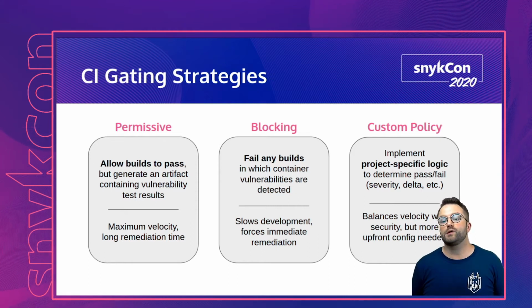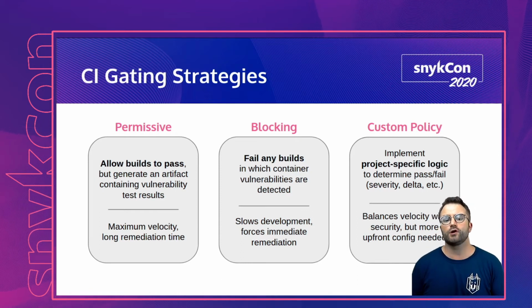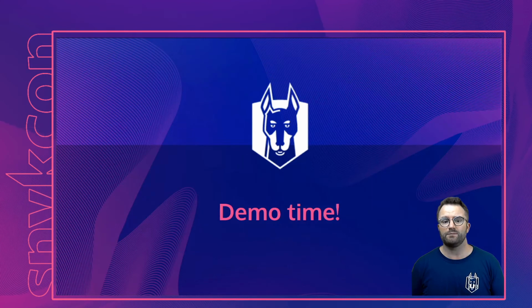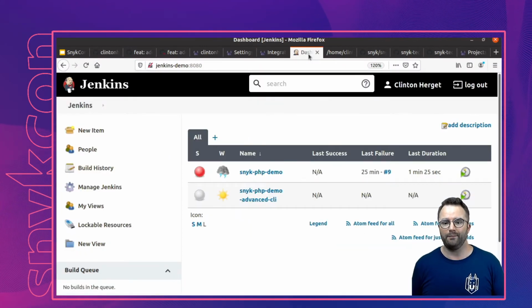This approach attempts to strike a balance between velocity and security, but it does require some upfront setup in terms of policy setting and technical implementation. There are many ways to set custom security policies within Snyk, and I encourage you to check out some of our other sessions on the topic. So with that in mind, let's revisit our demo app and look at how Snyk can easily be used to adopt any of these three gating strategies in the context of your CI pipeline.